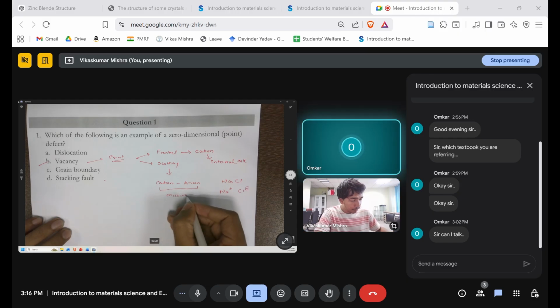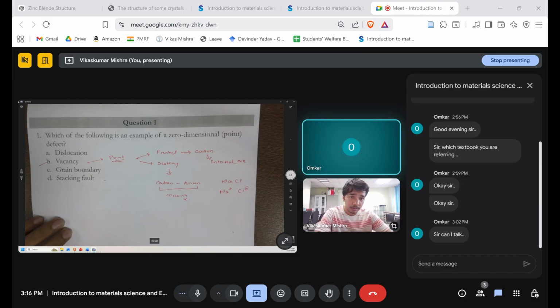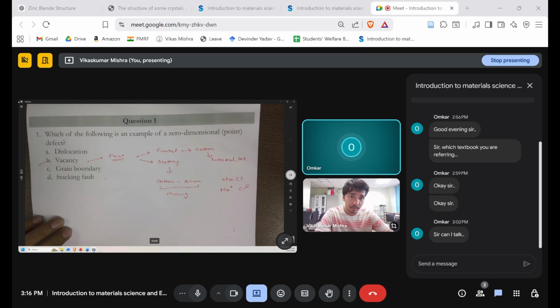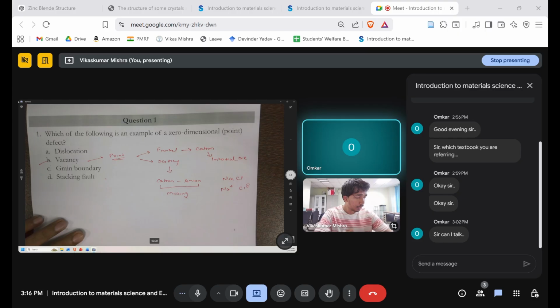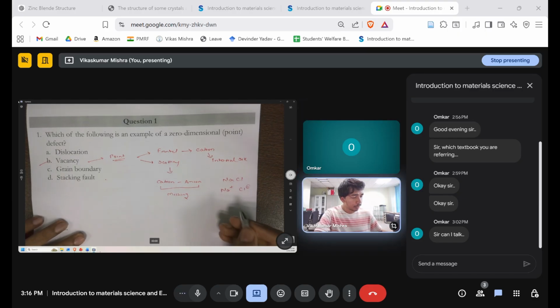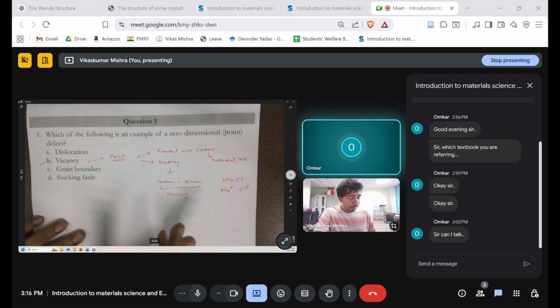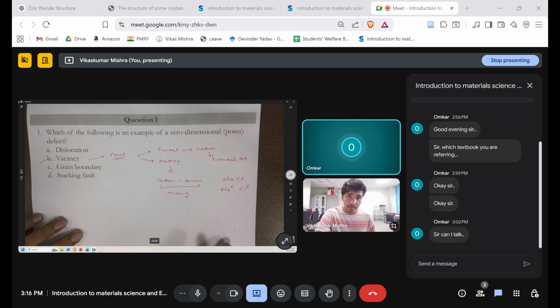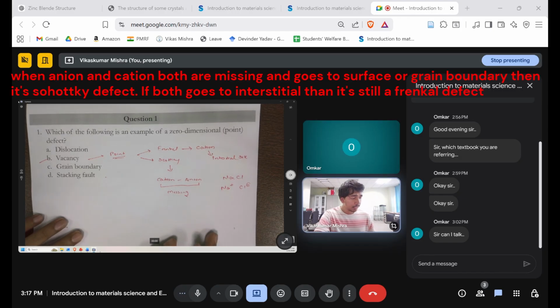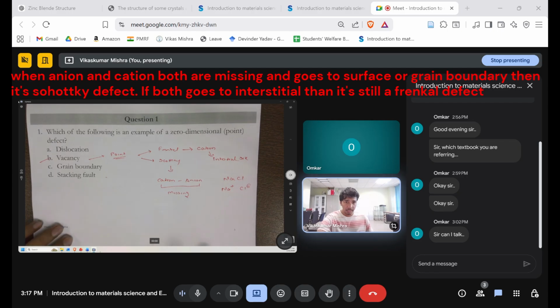Sir, in this, which one is electrically neutral, Frenkel or Schottky? Electrically neutral. While the anion and cation are missing, which one? In our class, one sir told which one is the electrically neutral one. Electrically neutral, see, our material should be electrically neutral, that is 100% sure.